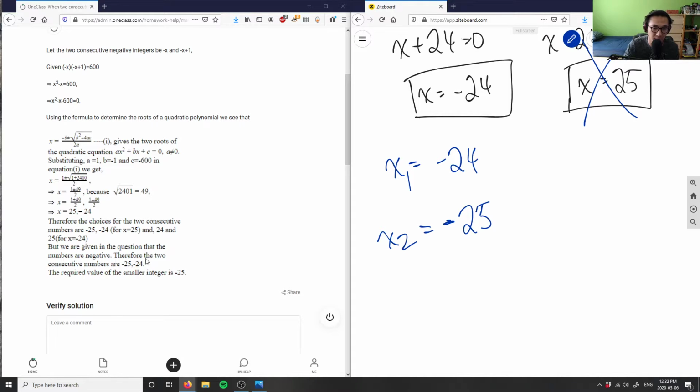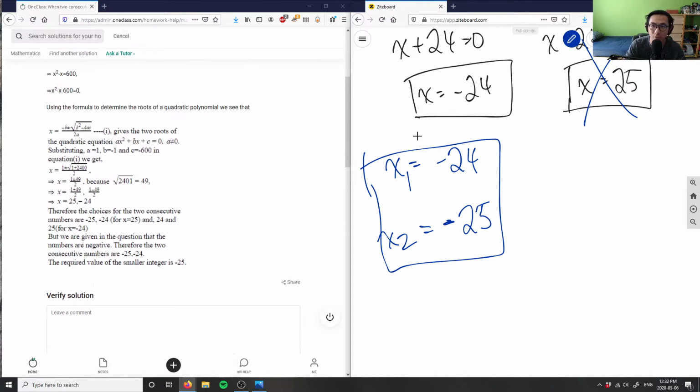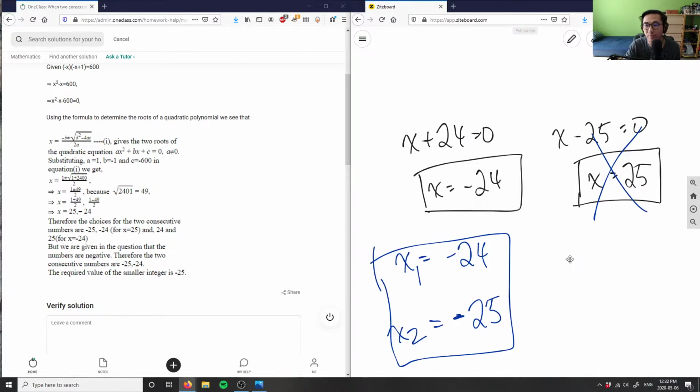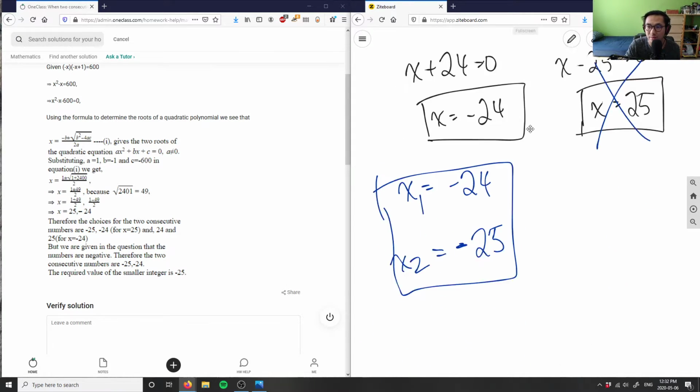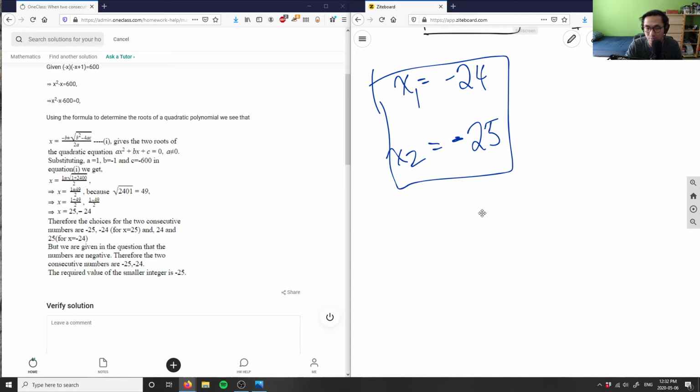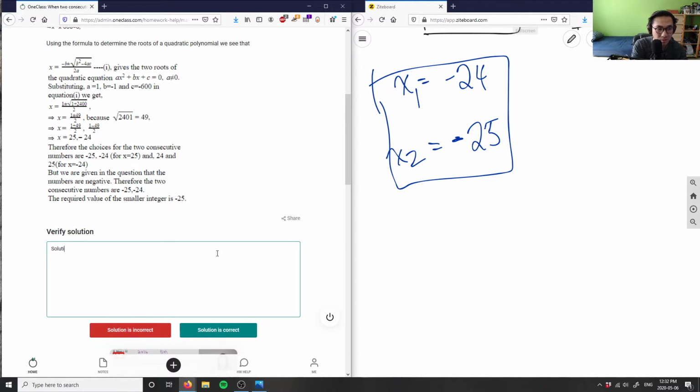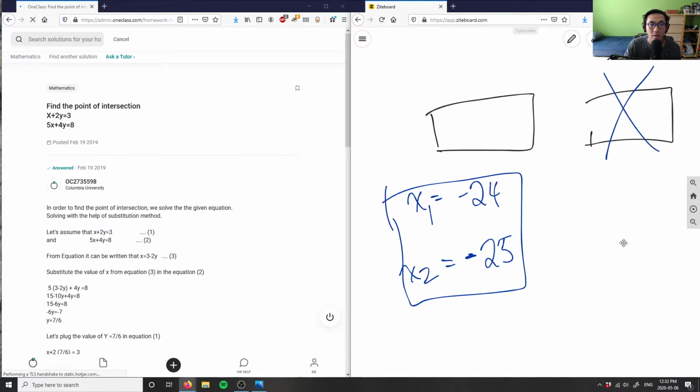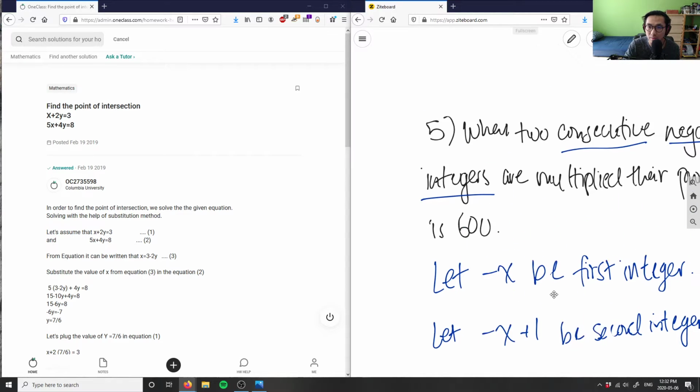So therefore, the solution is correct. This solution here is correct. Again, two consecutive numbers are negative 25 and negative 24. So this here is our correct solution. So they did quadratic formula. I really didn't want to do quadratic formula for the sake of time, so I simply just factored this out, and I realized that 600 is divisible by 25 here. So solution is correct. Good analysis here. And so that was number 5.